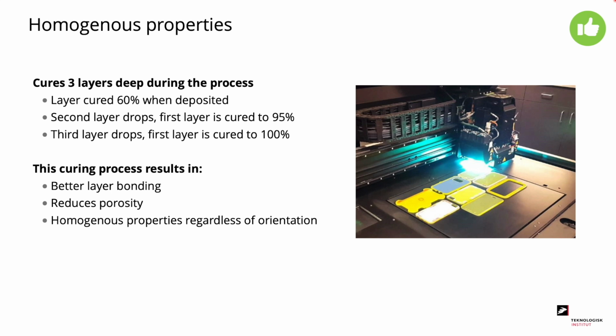Another benefit are the homogeneous properties. This is because we cure 3 layers deep during the process. So we add the first layer and we cure it to 60%. Then we add the second layer. We cure this layer to 60%, and the first layer that we added is now cured to 95%. Then we add a third layer, we cure this layer to 60%, the second layer is cured to 95%, and then the third layer, which is actually the first layer that we added, is now cured to 100%. The benefit of this process is that you get better layer bonding, you get reduced porosity, and you get more homogeneous properties regardless of the orientation of the part.